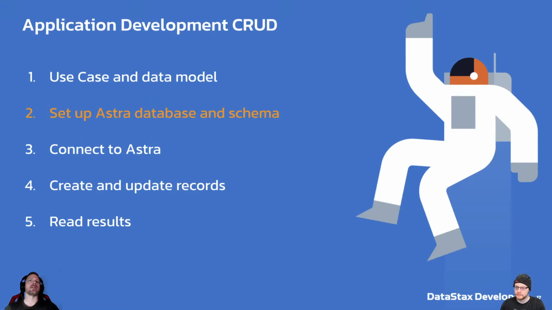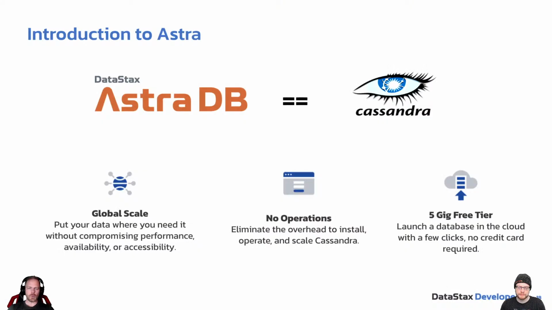Okay, so with that, moving on to the next part. That was the general overview, right? Going from a use case to our data model, and then how we use that to generate the data model. So in this next part, we're going to look a little bit more at Astra, and then creating our schema.